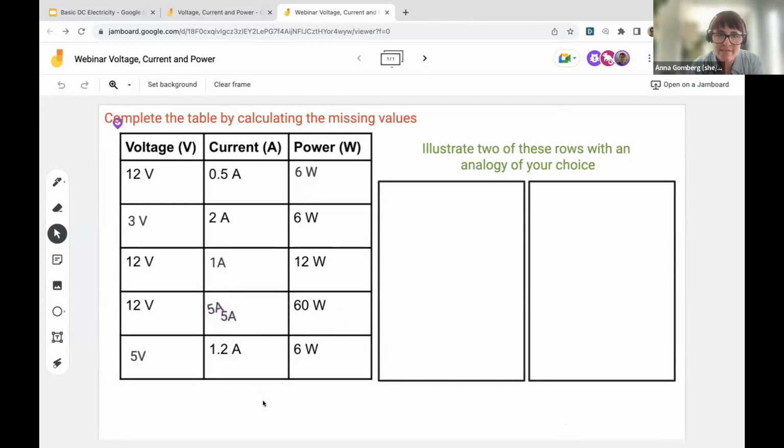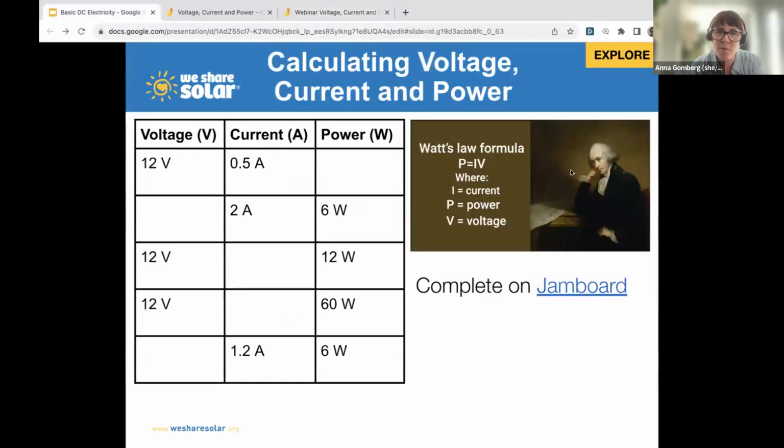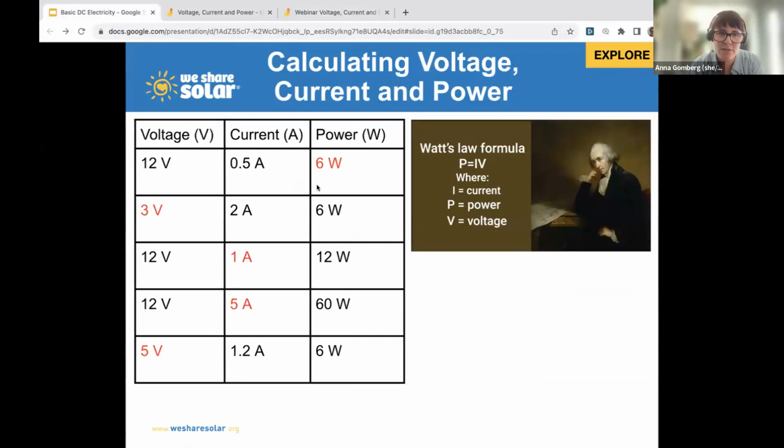Great. Thanks. Okay, I'm going to go back to the slides. You can both use Watt's law formula, which is great. The answers are here. I'm pretty sure you got them all correct. Yeah, I think that was all right.